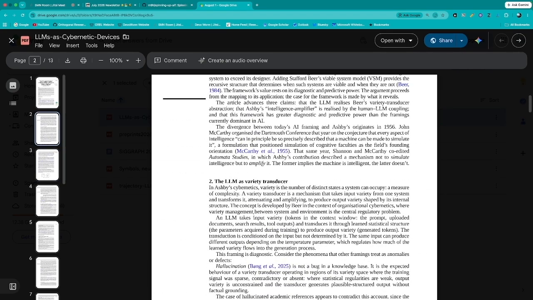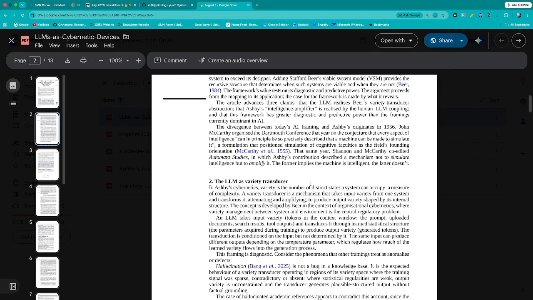So in terms of the variety transducer idea, in Ashby's cybernetics, variety is the number of distinct states a system can occupy. It's kind of like a Markov model where you have characterized every state in the system. Sometimes you can predict all of those states. Sometimes they're hidden states that you have to discover. Sometimes they're states that exist but are inaccessible to your methods.